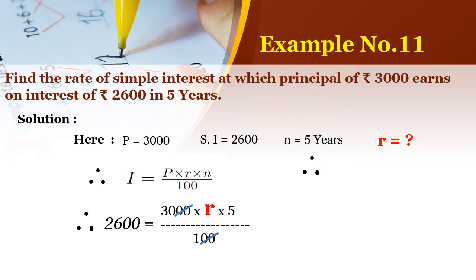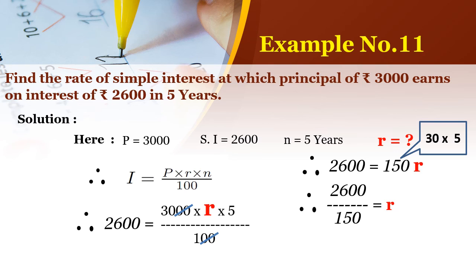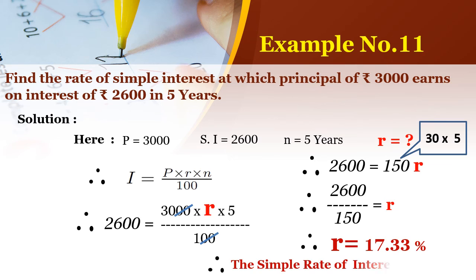2600 is equal to 150 R. We get this by cutting the two zeros from hundred and 3000. Then remaining 30 into 5, we get the figure 150 and the remaining R. So 2600 is equal to 150 R. Then next step, 2600 upon 150 is equal to R, and we get R as 17.33%. So therefore the simple rate of interest is 17.33%. This is the answer.